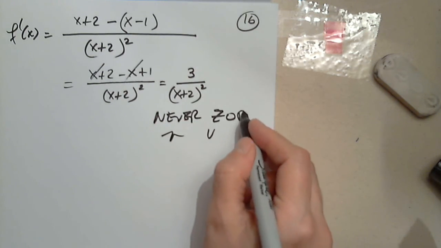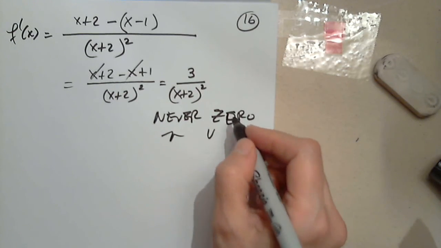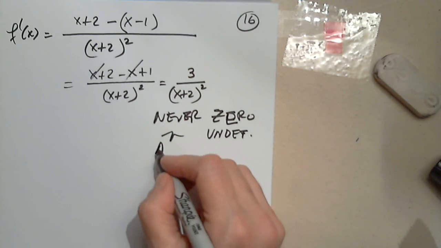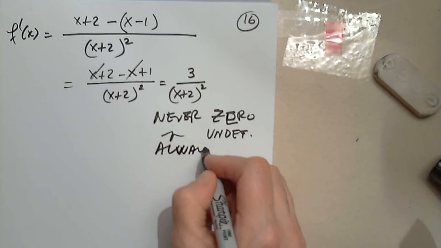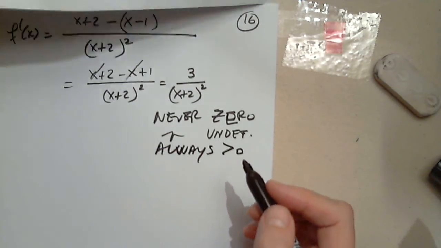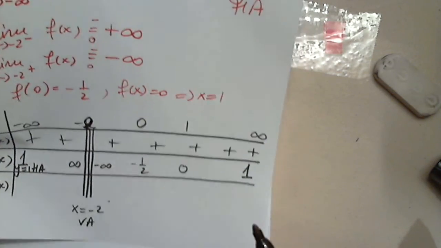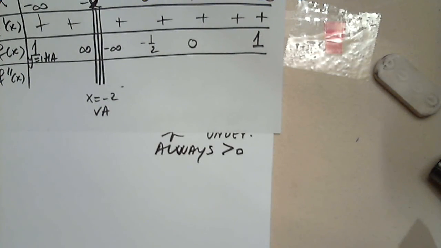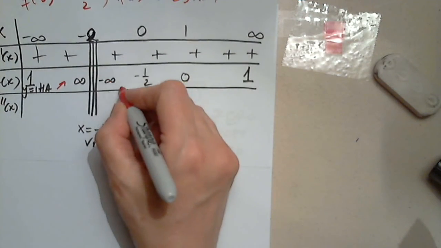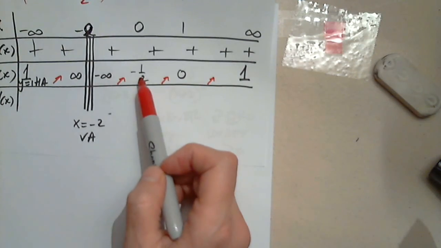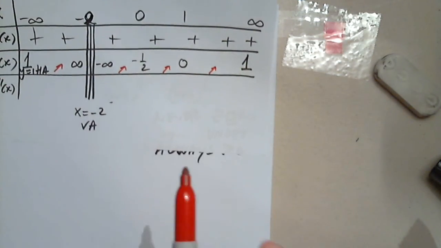Never 0. Never undefined. Always positive. Nice. Which means the function must be always doing what? Increasing. Excellent. From 1 to infinity, correct. From negative infinity to negative 1 to 0 to 1, all correct.